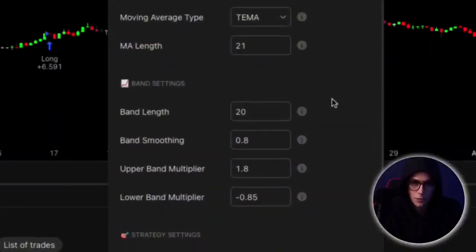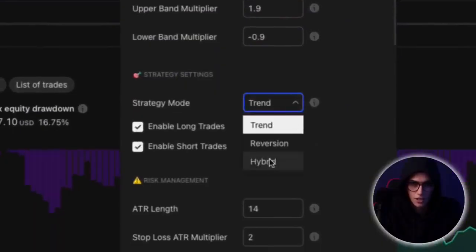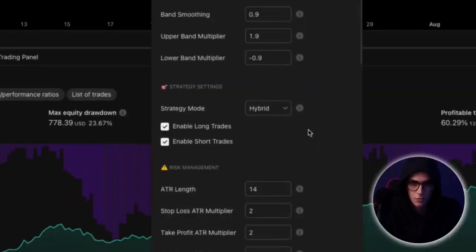Next, I fine-tuned the band settings, adjusting how wide or narrow the upper and lower boundaries are, based on volatility. And I changed the strategy mode from trend to hybrid, which combines both momentum breakouts and mean reversion logic. This shift alone improved the responsiveness of entries and expanded the coverage across different market phases.